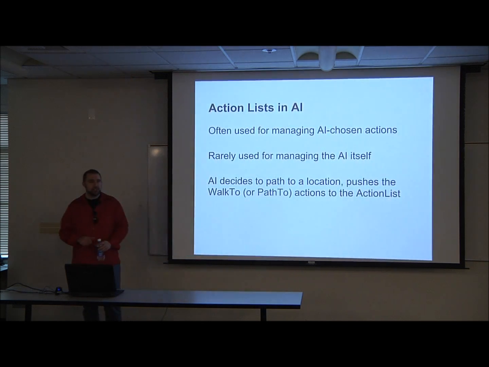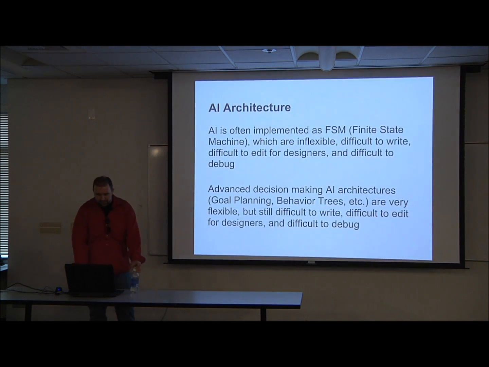So the action list is often used for managing the actions that the AI chooses to do. Again, walk to, animations, things like that. And then there's often a totally separate system like a finite state machine, which are just awful things to write any kind of even moderately complex behavior in. I know if you get online and you look at AI, that's all you hear about half the time, finite state machines. They have their place, but trying to build any significant behavior with just a finite state machine is a completely awful thing to do.